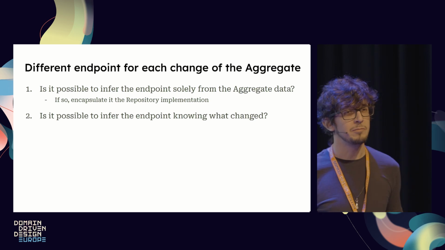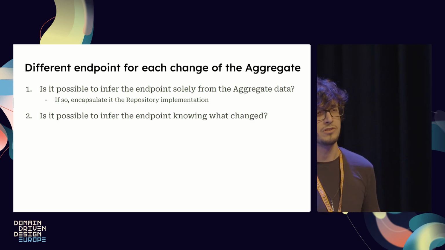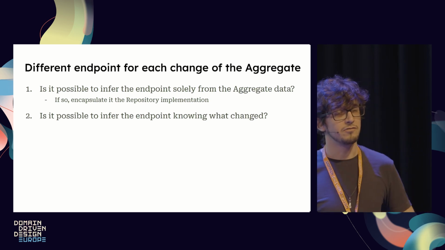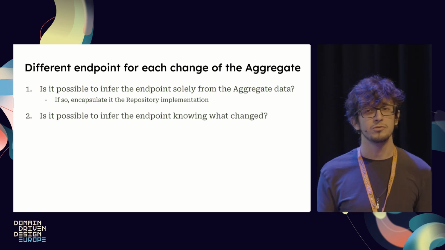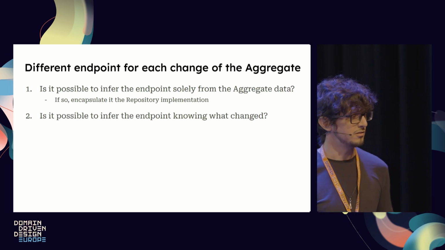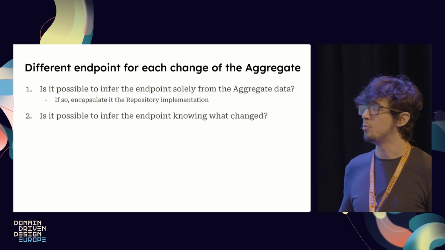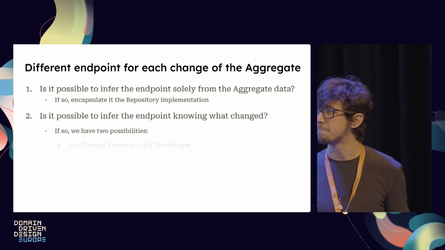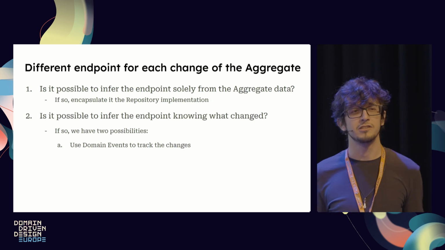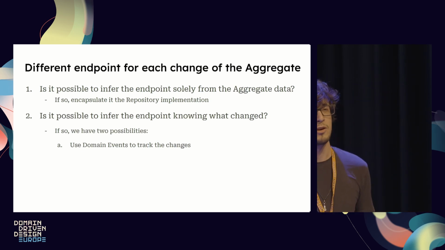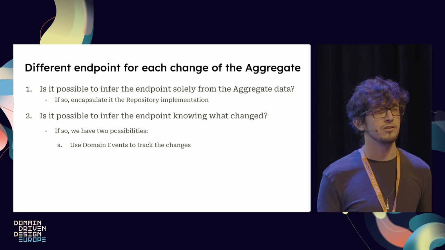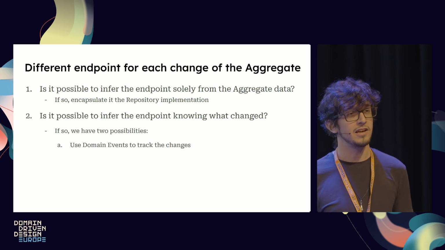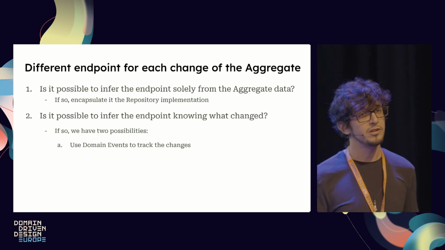But maybe it's not the case. Maybe you just can't see which endpoint to use at that point. Then you ask yourself, is it possible to infer the endpoint knowing what changed? If I see the previous state and the new state and know what happened between those two states, is it possible for me to decide which endpoint to use? If it is the case, then you have two possibilities to tackle that. The first one is using domain events to track the changes inside the aggregate in the front end, in a way that every time you make some change on that aggregate on the front end, you just push that event object inside your aggregate and then check it when you're going to decide which endpoint to use.